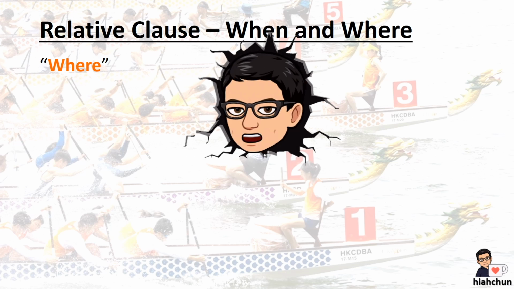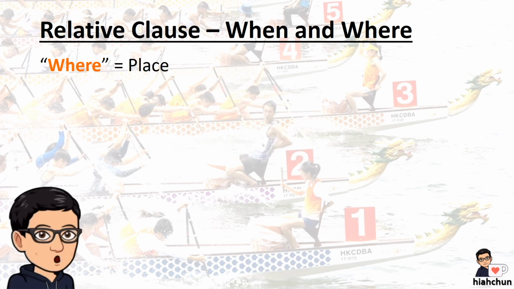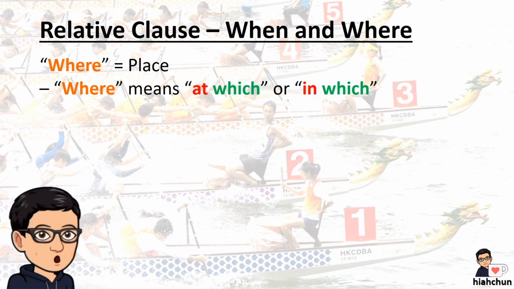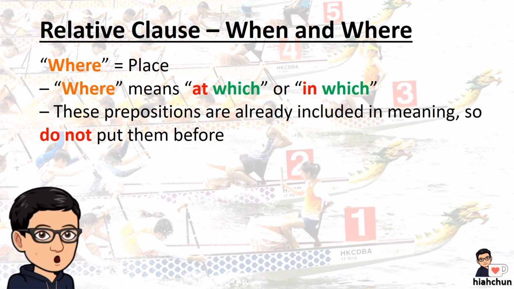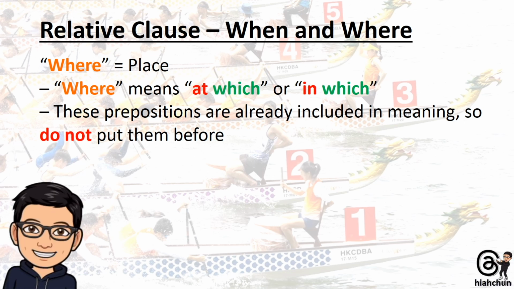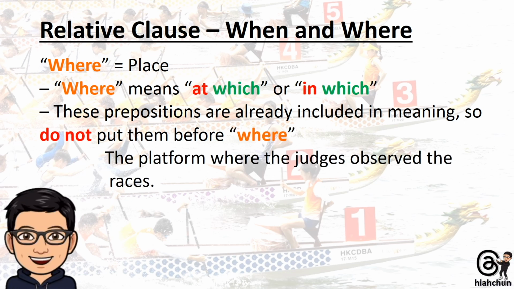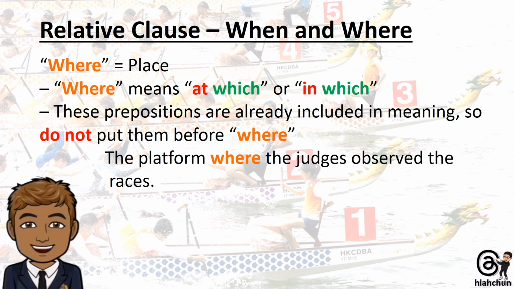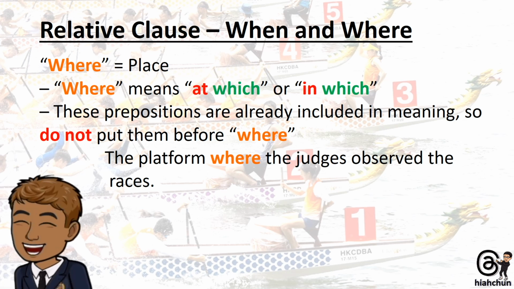Thanks for your support. "Where" indicates place. "Where" already includes the idea of "at which" or "in which". So we do not put prepositions like "at" or "in" before "where". For example, "the platform where the judges observed the races." Perfect. "Where" tells us about a location, the platform where the judges observed the races.